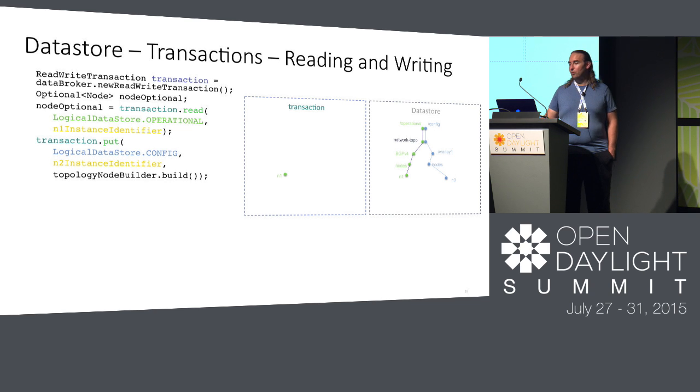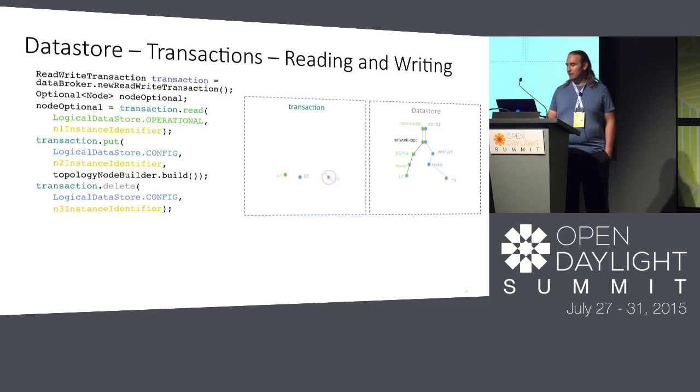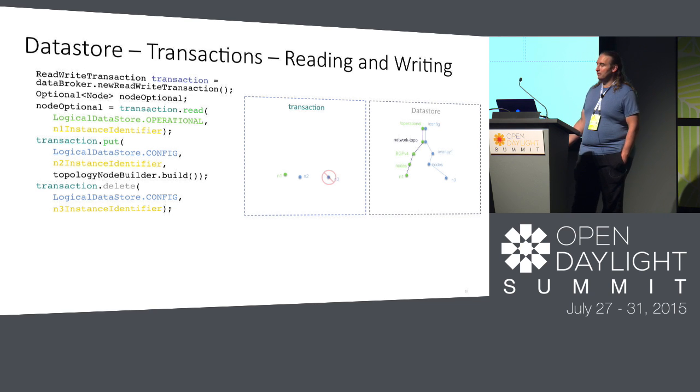We decide that we're gonna do a write. In this case, we're gonna write some node N2 that we've built a topology node from, and we're going to put that into the transaction. And of course, we could also delete something. So I could say in the transaction that I wish to delete node N3.